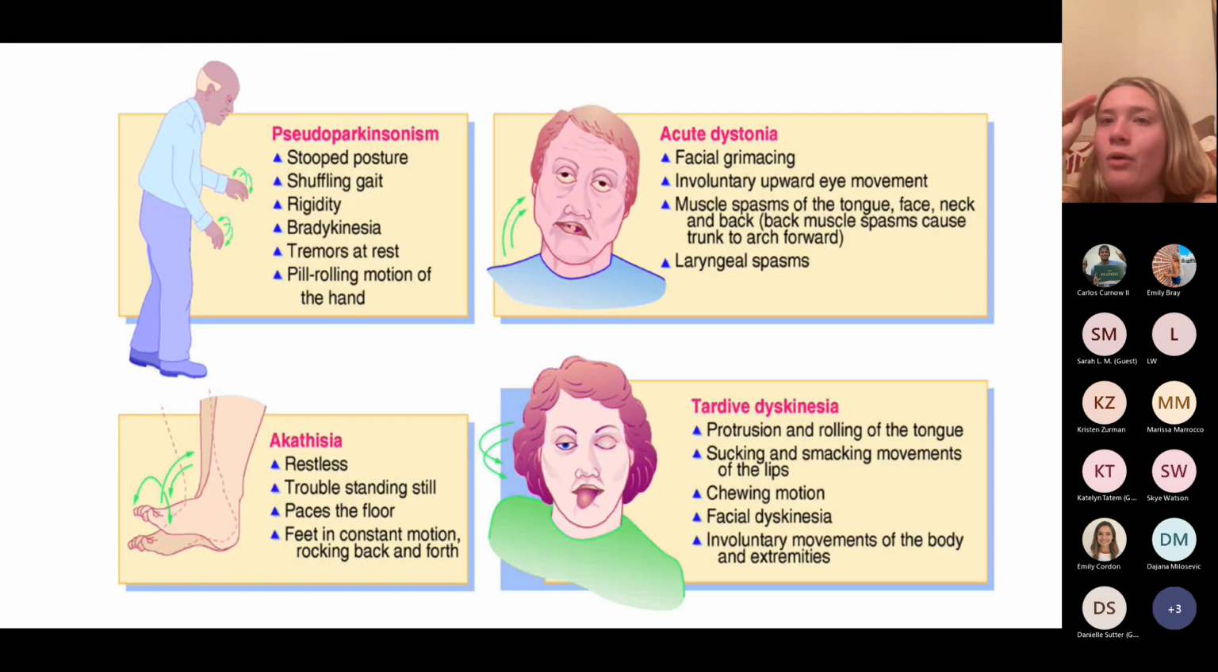And these are our extrapyramidal symptoms, not specifically caused by Parkinson's disease, but a lot of drugs' side effects can be what we call these EPSs. So you'll see these. I just wanted to include this slide so you can have it, because it will definitely help as you progress through this course.